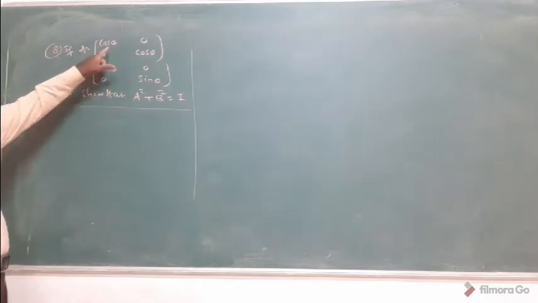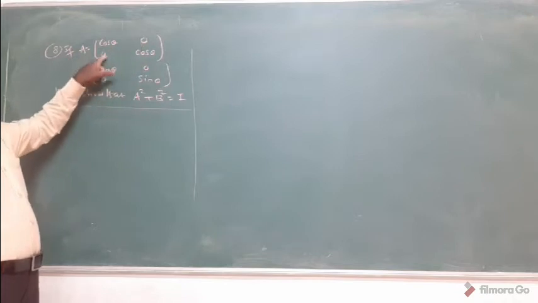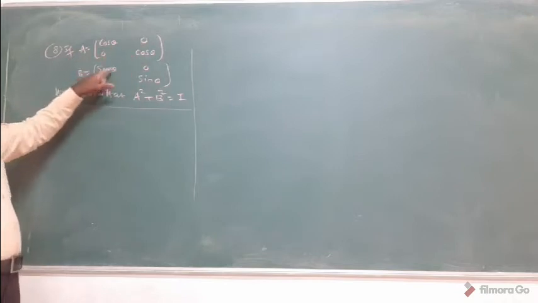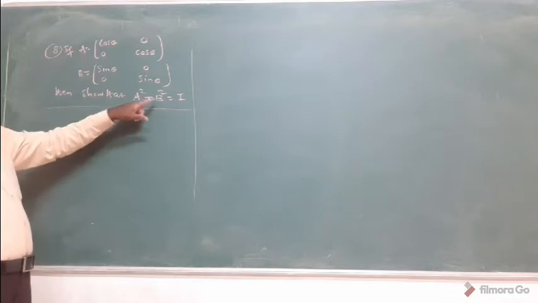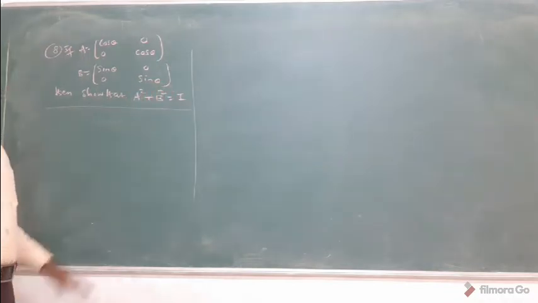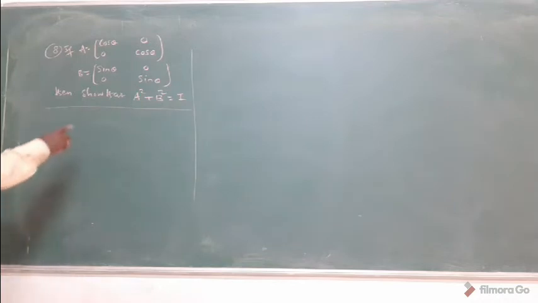Two more questions. Eighth question. If A is equal to cos theta 0 0 cos theta, B is equal to sin theta 0 0 sin theta, then show that A square plus B square equals I. In this way you want to do. Now you want to put this one.